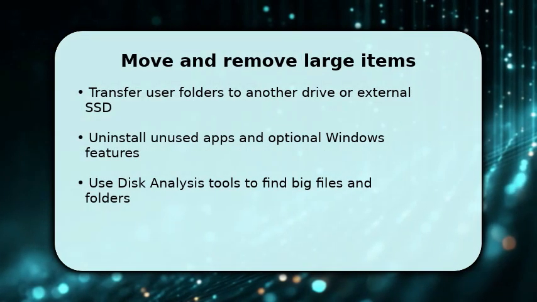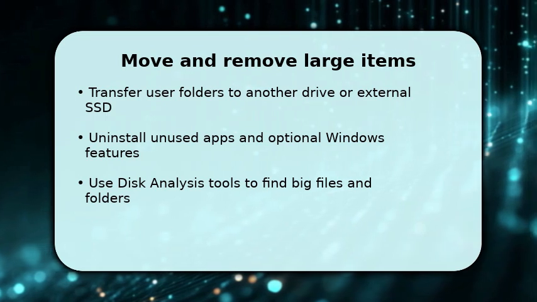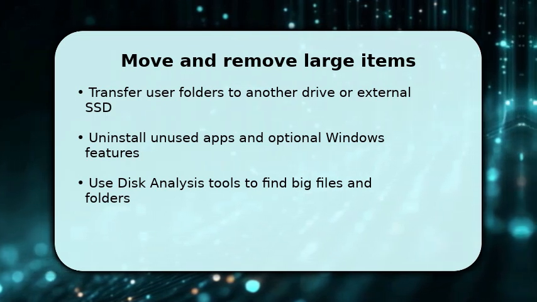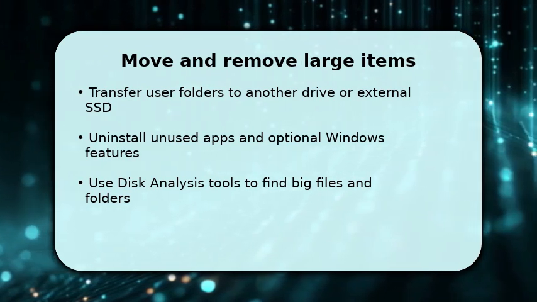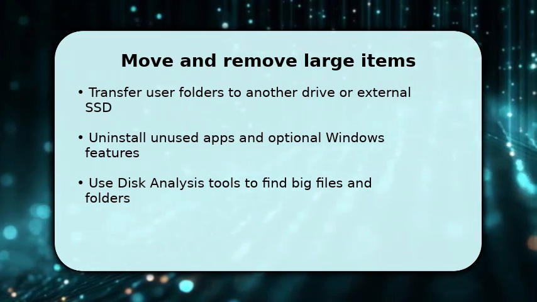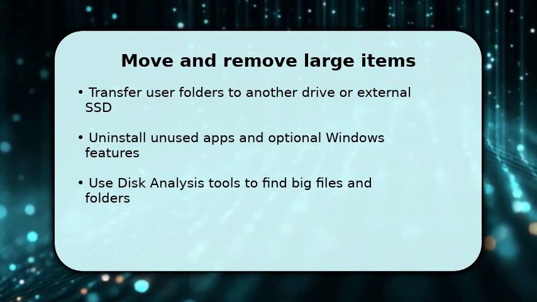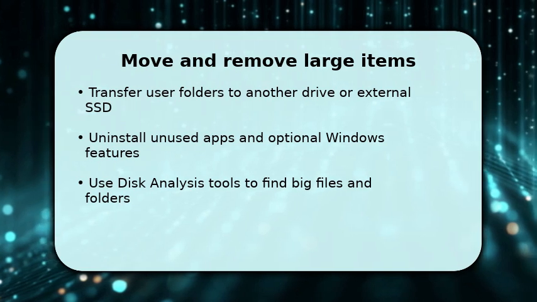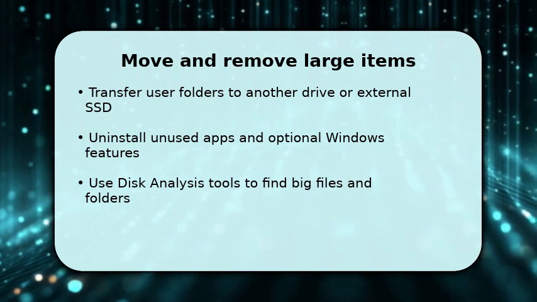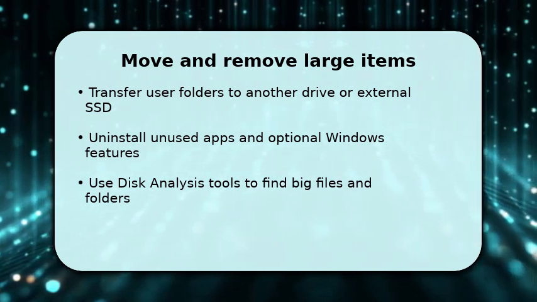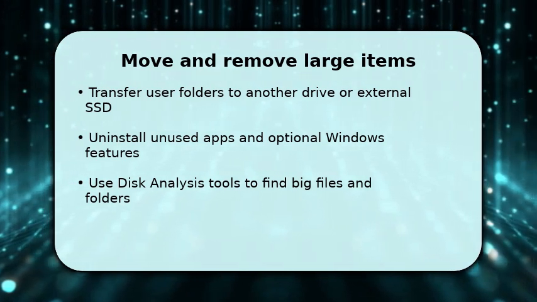Next, focus on shifting and trimming space hogs. Move documents, pictures, and videos to a secondary drive or external SSD. Right-click Folder Properties for Location tab to change path. Then remove large, unused apps through Settings apps and optional Windows features you don't need. Once that's done, run a disk analysis tool to scan for hidden large files, inspect downloads, virtual machine images, and old ISO files, and delete or archive what you don't need. These actions free substantial space quickly and safely.